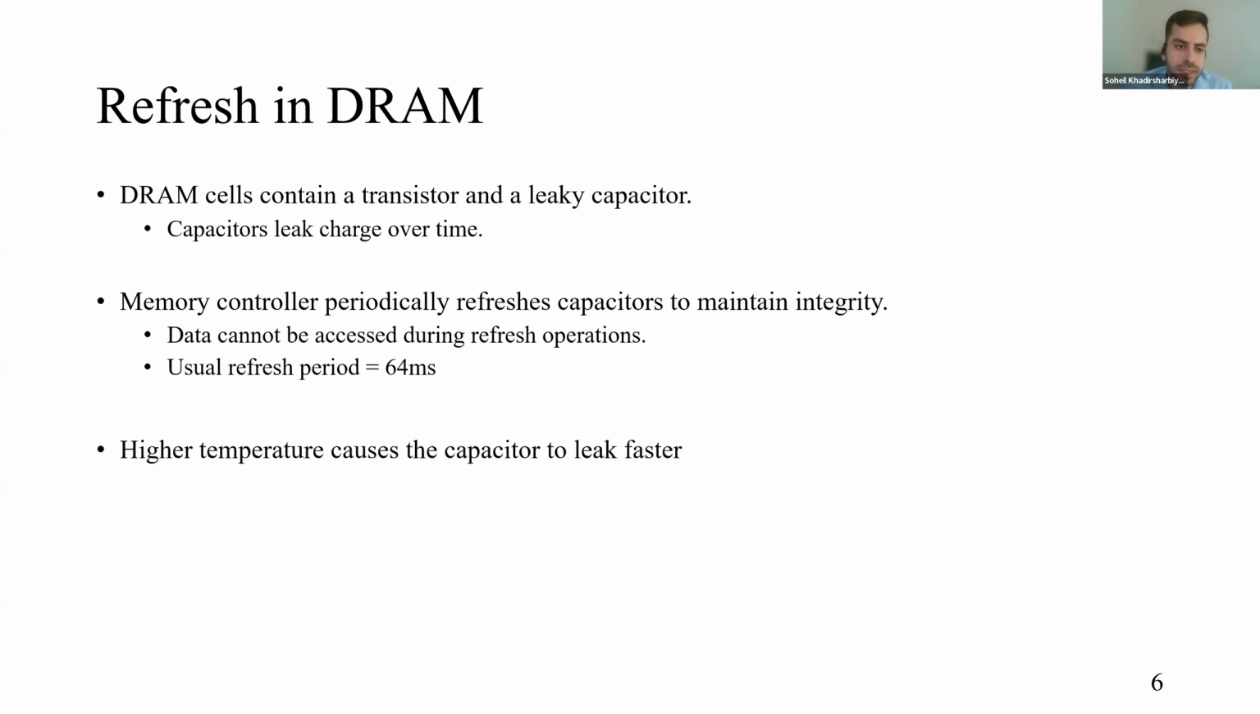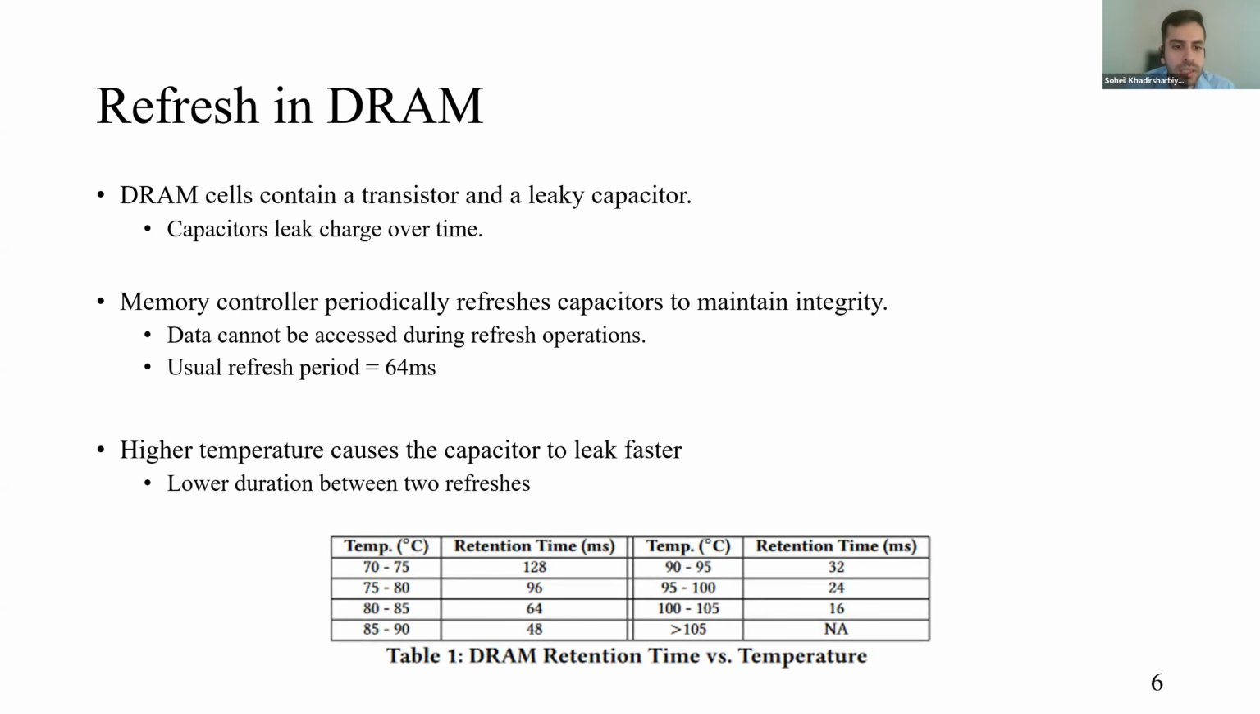The issue arises when the temperature increases. If we have a higher temperature, it causes the capacitor to leak faster, so it will cause the retention time to decrease. It means that, for example, for 70 to 75 degrees centigrade, we need to refresh the DRAM cell every 128 milliseconds. But when the temperature rises to 100 to 105, the refresh rate should be increased to every 16 milliseconds.